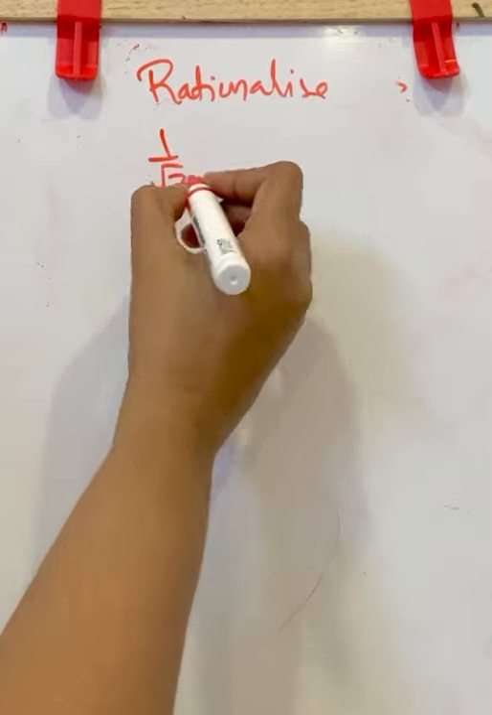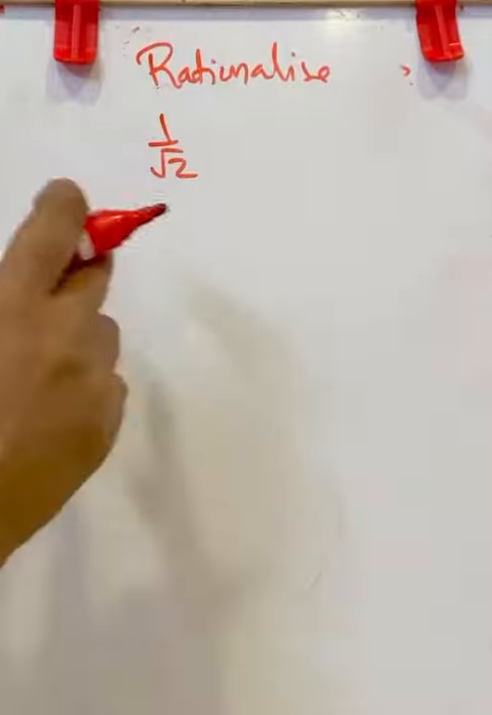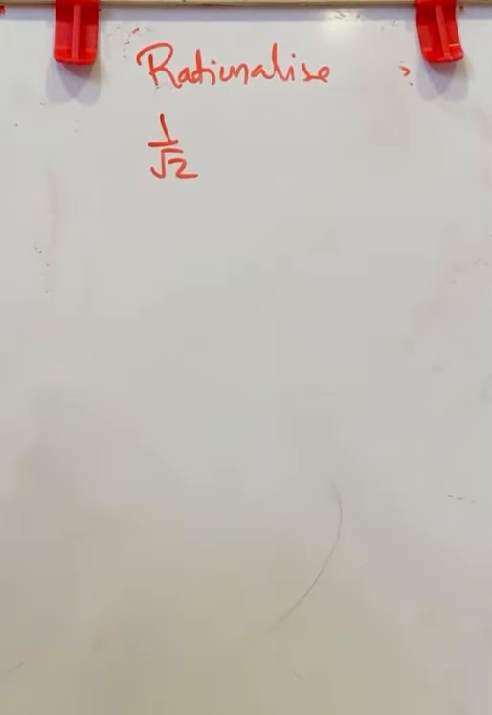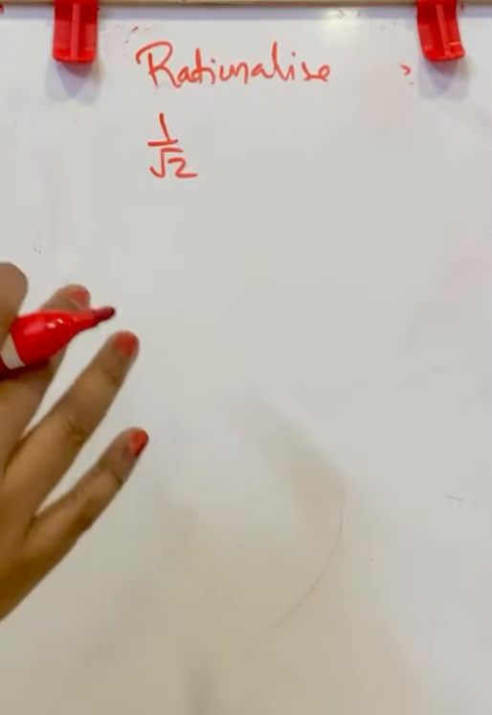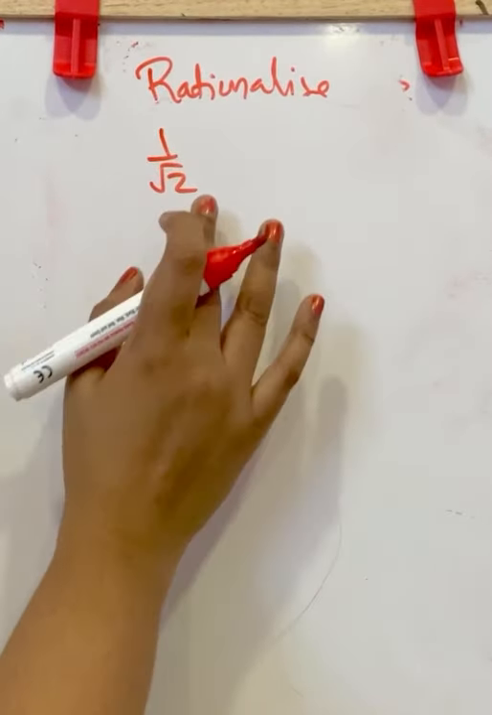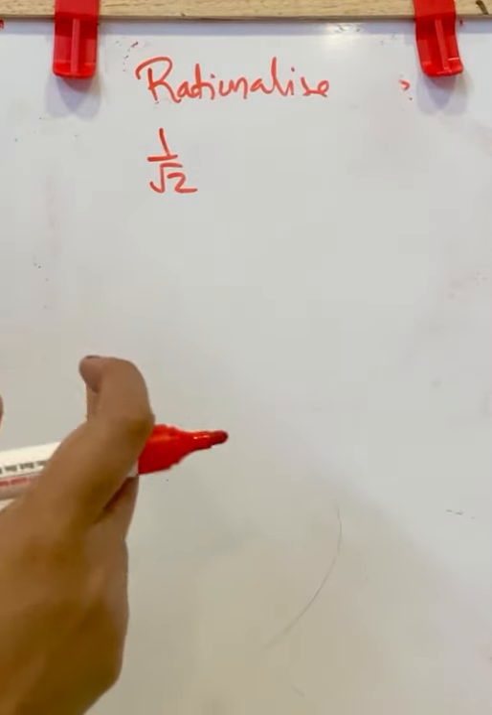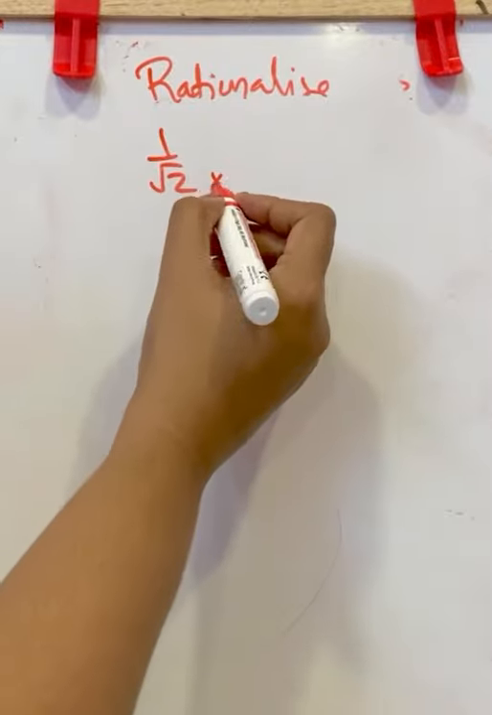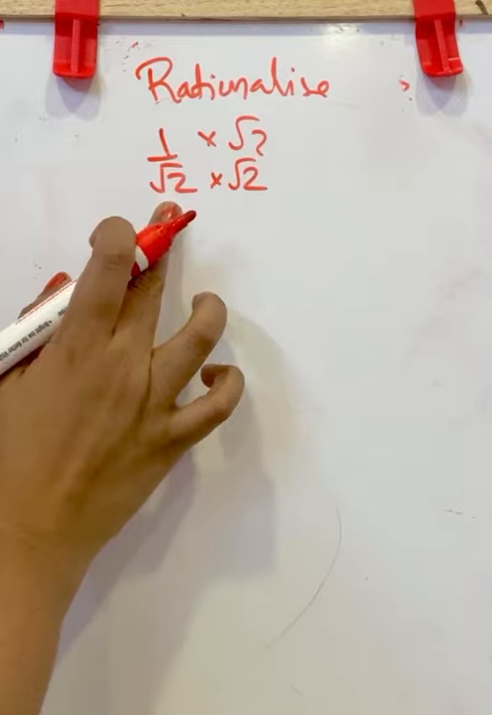1 by root 2. How to simplify this? Here there is a root 2 in the denominator. So first we have to rationalize it. Rationalizing means you have to cancel the roots from the given question in the denominator. Then we can say it is rationalized. We have to remove the roots from the denominator. So how will you remove the root from the denominator? Here, multiplying with root 2, the root in the denominator will get cancelled.